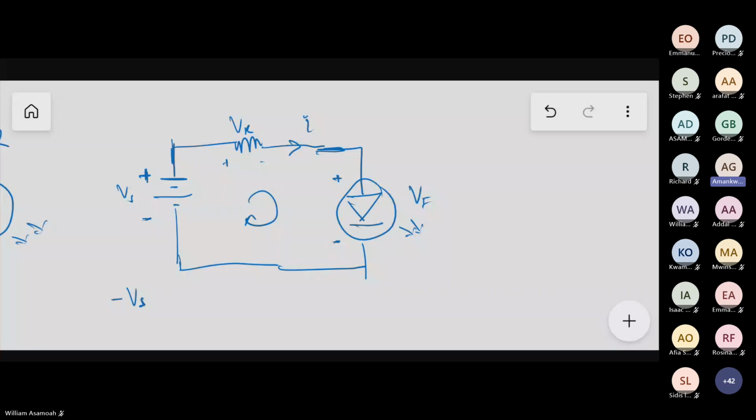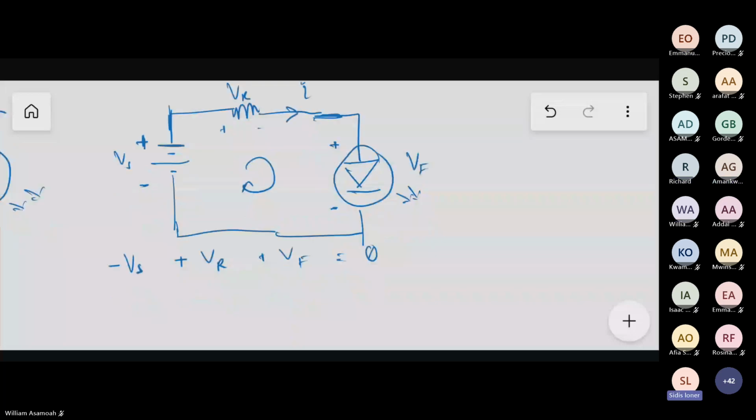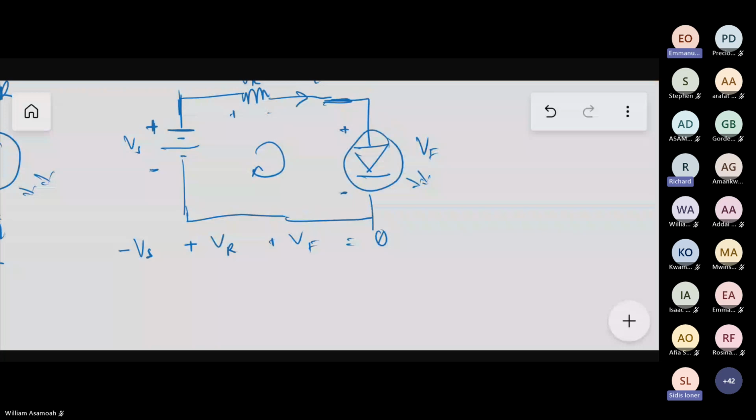Plus VR plus VF plus VS is equal to zero. Okay, do we understand?